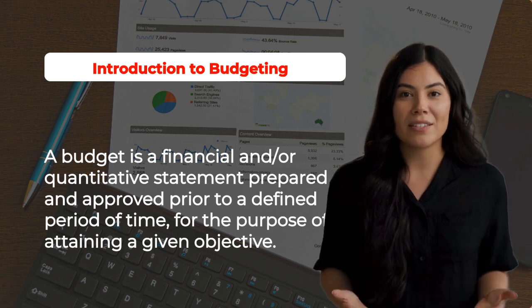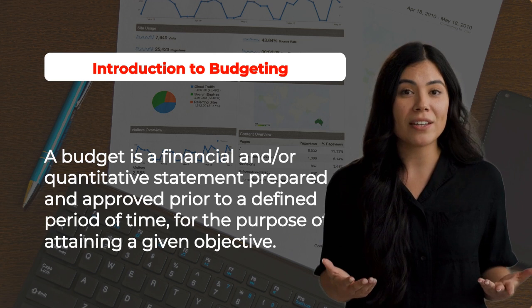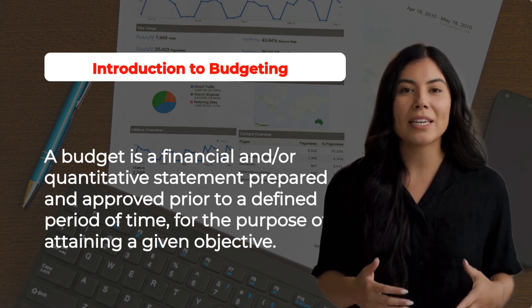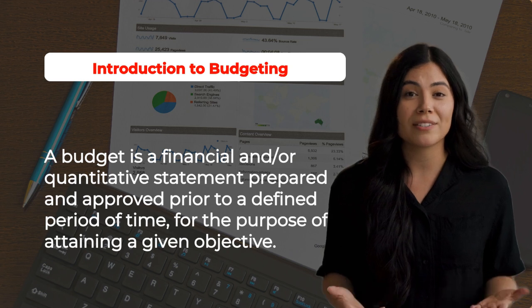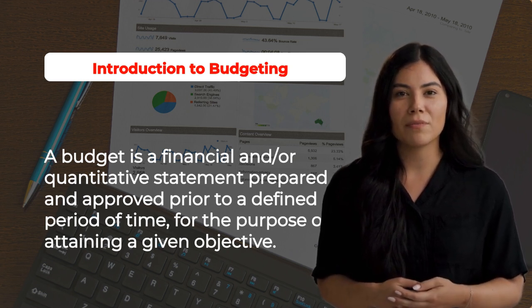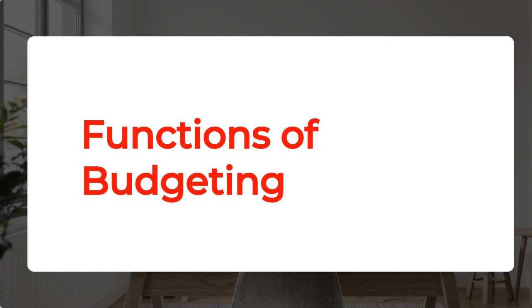The budgeting process includes setting objectives, identifying limiting factors, communicating and coordinating, preparing functional budgets, consolidating the master budget, monitoring and reviewing performance.